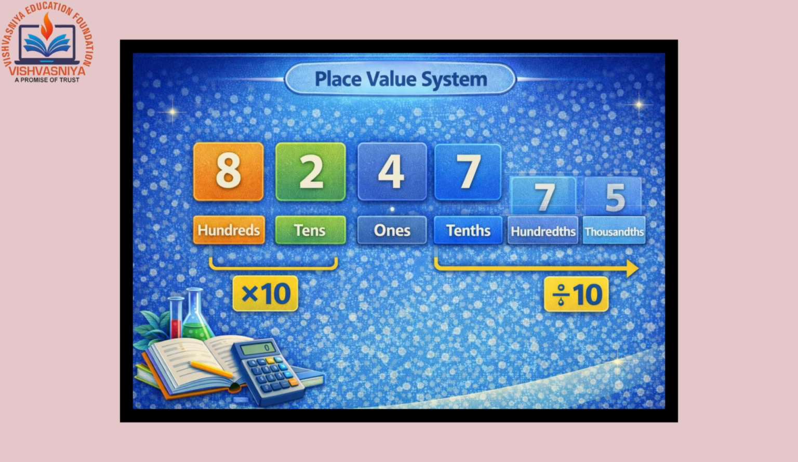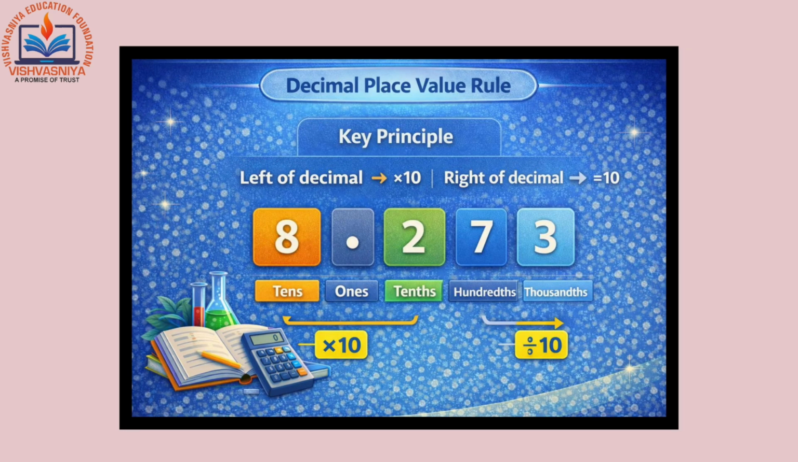Each digit in a decimal number has a place value. Digits on the left of the decimal point represent whole numbers. Digits on the right of the decimal point represent fractional values. For example, in 547.368, 3 represents 3 tenths, 6 represents 6 hundredths, 8 represents 8 thousandths. Every place to the left of the decimal point becomes 10 times larger. Every place to the right becomes 10 times smaller. This system follows the base 10 structure of our number system.